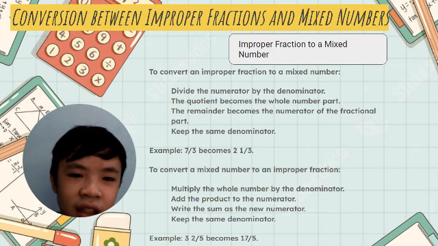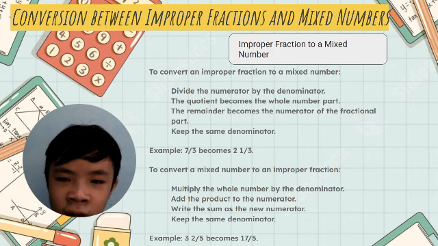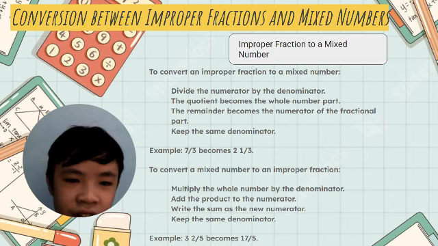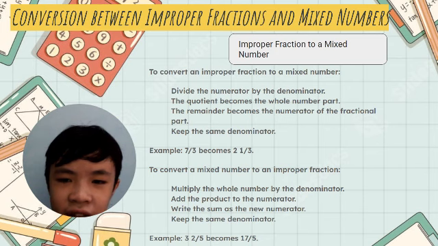For example, if we have 7 over 3, we divide 7 by 3. The quotient is 2, so that becomes the whole number part. The remainder is 1, which becomes the numerator of the fractional part. Since the original fraction had a denominator of 3, we keep the same denominator. So 7 over 3 becomes 2 and 1 over 3.